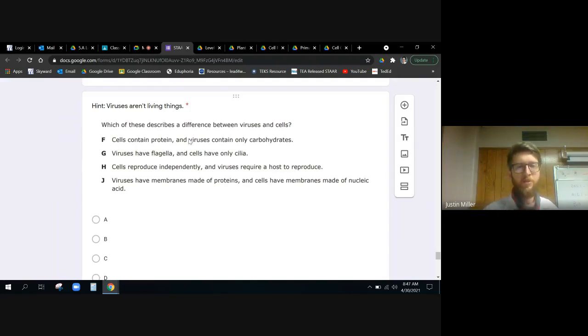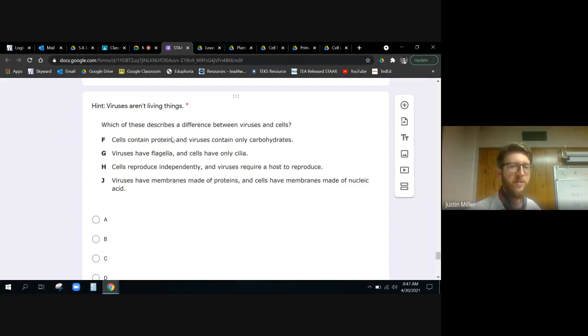Cells contain protein and viruses contain only carbs. That's not true. Viruses are pretty much just a protein coat. Remember, they're a protein pinata. Viruses are just a pinata. They're a shell on the outside with stuff in the middle. There's only two parts to a virus, and that's it. The shell on the outside is the part you hit, the pinata part, that's the protein. That's the protein coat. And the candy inside is the DNA. Okay? So viruses do have proteins.